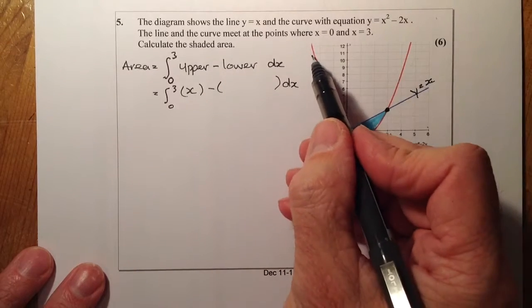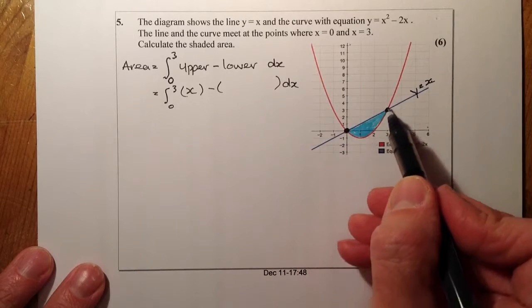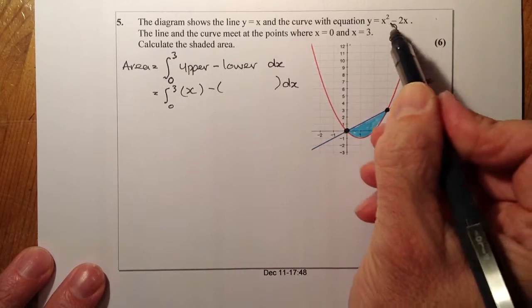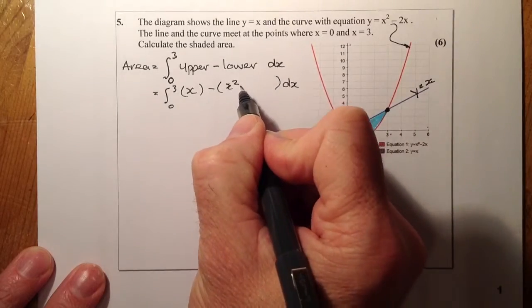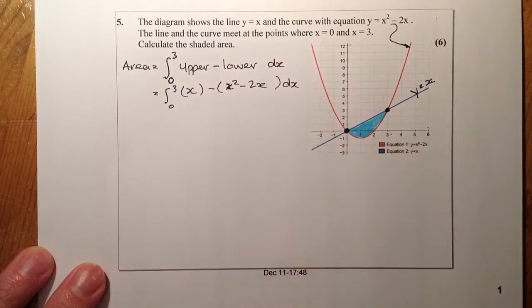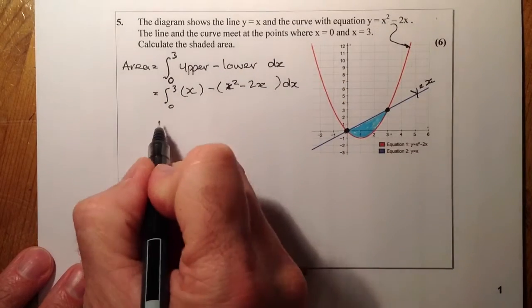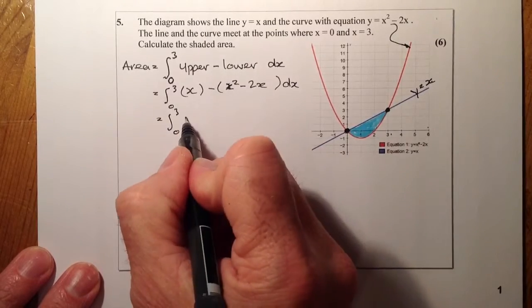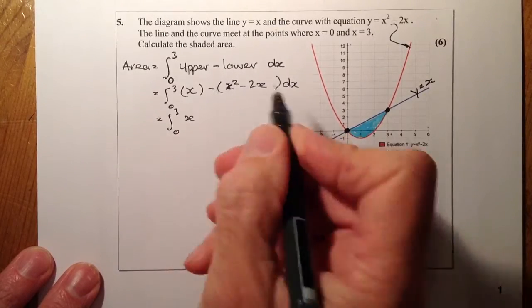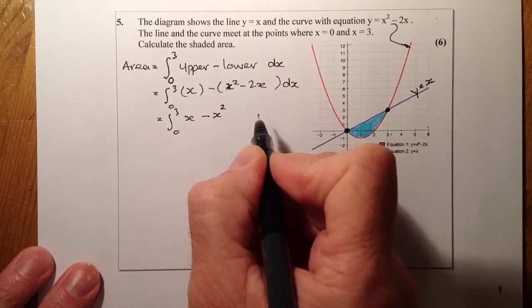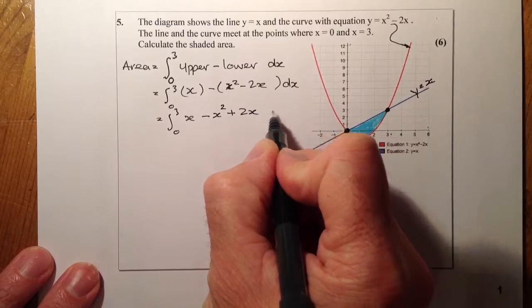Right, so the lower curve is this red one, and the lower one is this curve here. So I'm going to have x squared minus 2x going in there. And that's me set up to do my work. What I like to do is to tidy that up a bit. So I'll have 3 and 0, and I'll just multiply that out by minus 1, because there's a minus there.